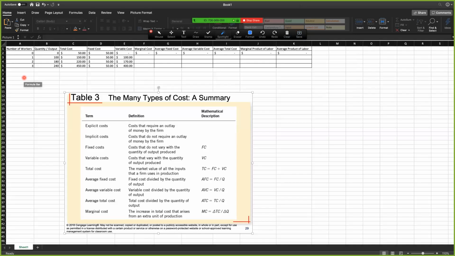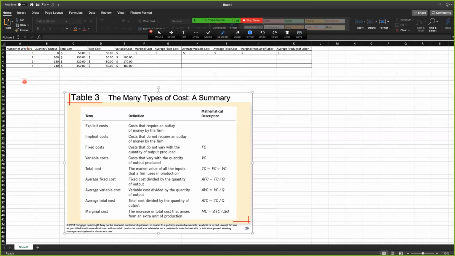Okay, so today we're going to talk about firm costs. And so what do we mean about firm costs? What we mean when we say firm costs are effectively the costs that a firm is looking at when they are producing something. So let's take a look at what a table setup looks like for that.